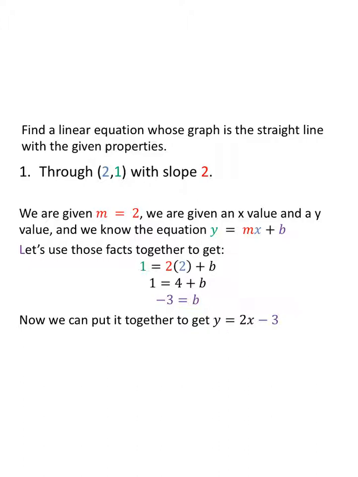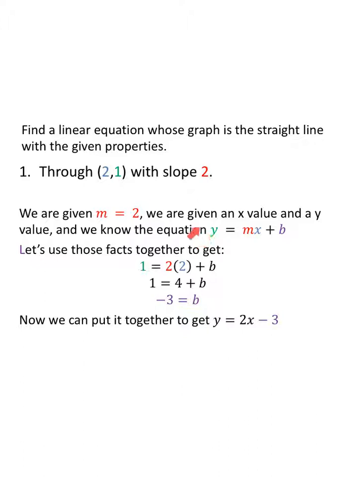Okay, let's find a linear equation whose graph is the straight line with the given properties. I like to keep it with our y equals mx plus b. So if I'm going through the point (2, 1) with a slope of 2, we know that m equals 2. That's the first thing we're given, so we're going to use that. But we're also given an x value and a y value. And we have our equation. So let's use all those facts together.